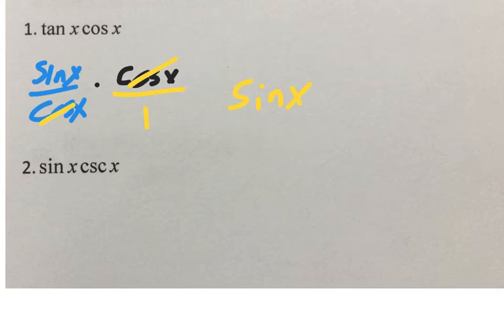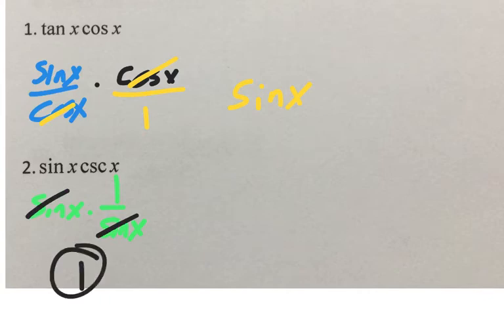Second one, sine times cosecant. Okay, well, I'm going to try to write everything in terms of sine and cosine. I know cosecant is 1 over sine. So I could write this as sine of x times 1 over sine of x. My sine of x's will cancel, which leaves me with just a 1.